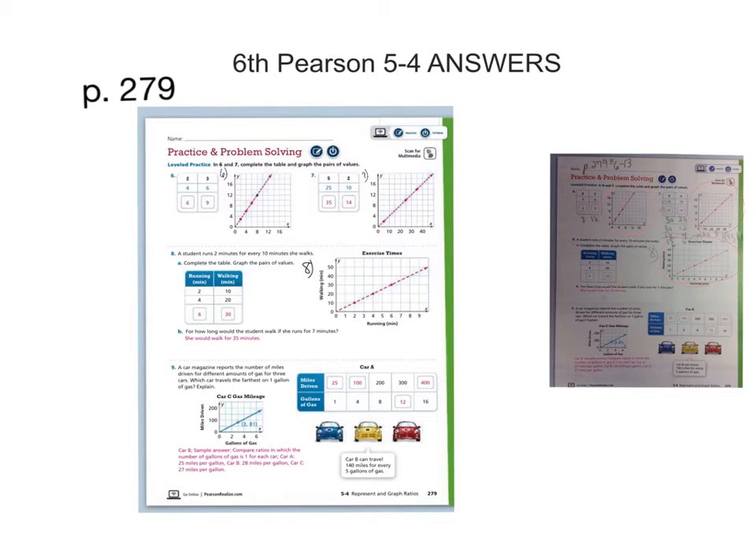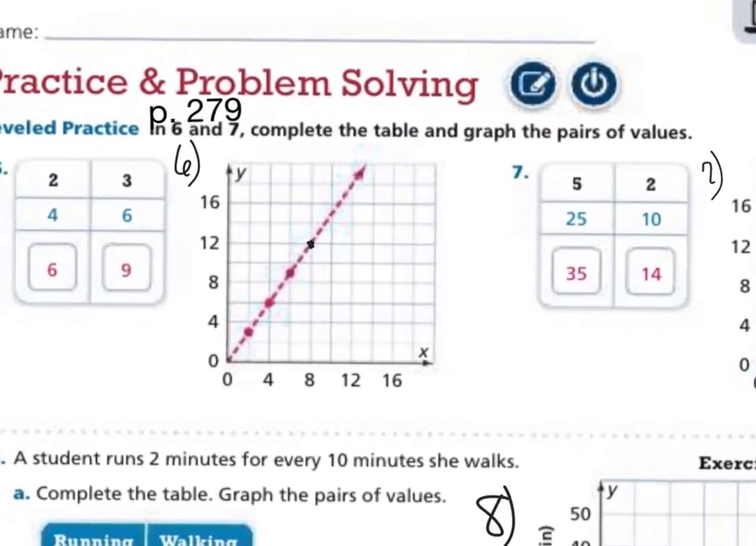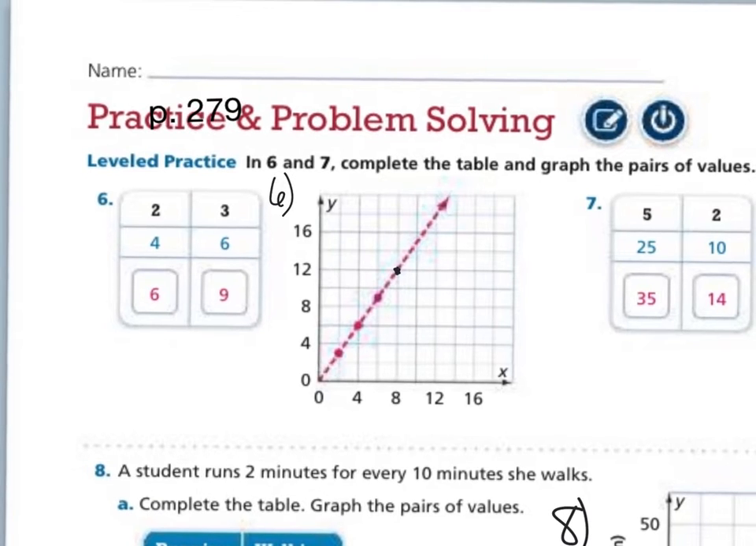Page 279, we're going to look at the answers to these problems. So for number 6, the missing numbers here should be 6 and 9. And then when you go to graph, those points should line up with each other. Another possible point you could have would be 8, 12, and we could go up from there.